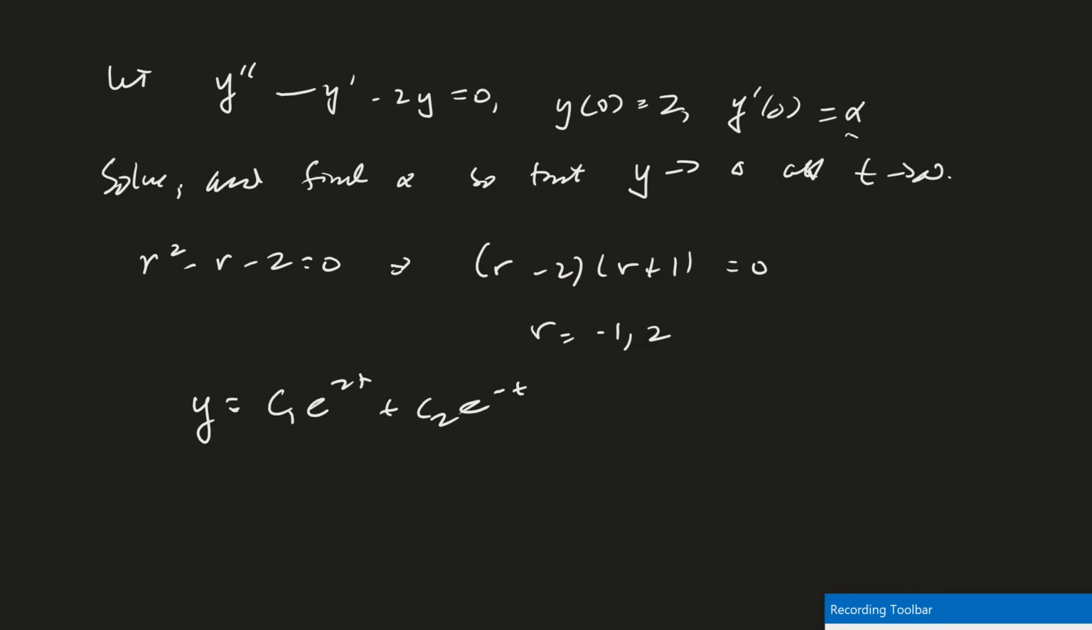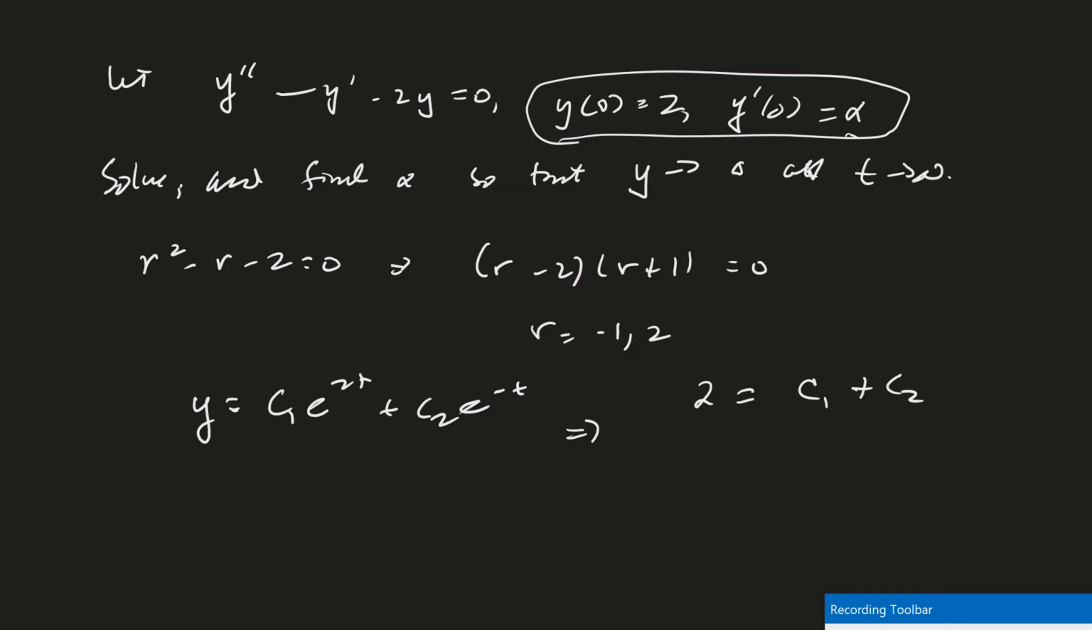Okay, good. And now if I plug in my two initial conditions, I'm going to get a system of two equations and two unknowns. So 2 is equal to c1 plus c2 for y of 0, and then for y prime, remember the constants just pop out in front, so that's going to be 2c1 minus c2. Good.